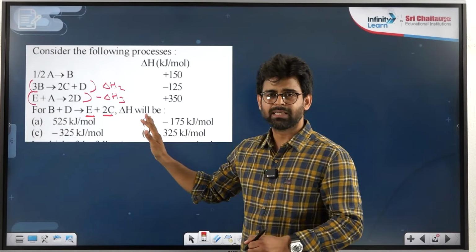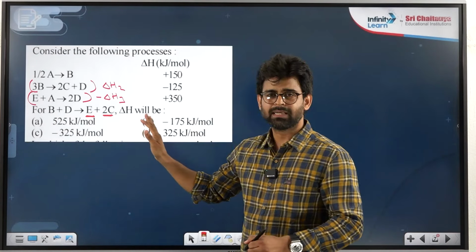So think carefully. When I am using delta H2, or this equation, E plus A gives 2D, minus delta H3. I am flipping it, so this will give us A. But since I am flipping this, this A will go to the product side. But in my final equation, there is no A. So I have to cancel this A with the help of which A?